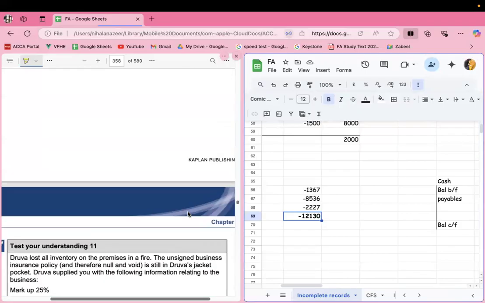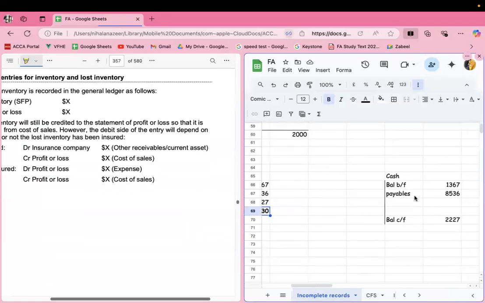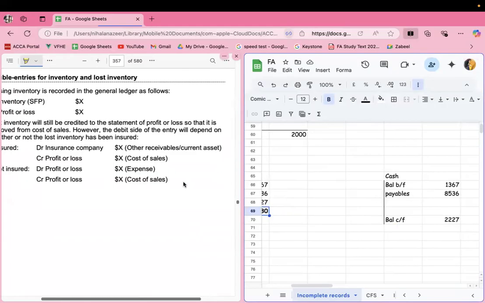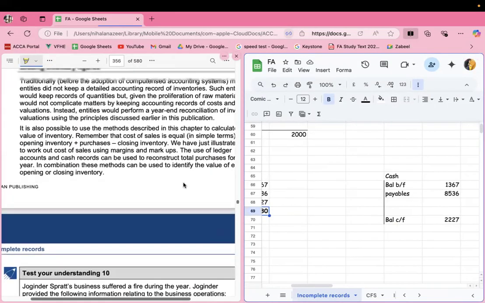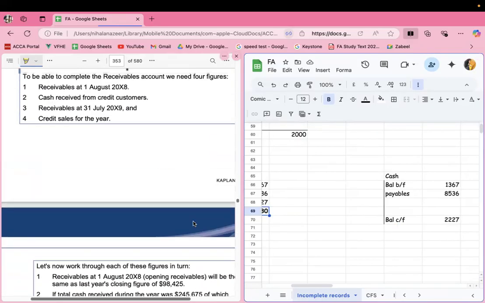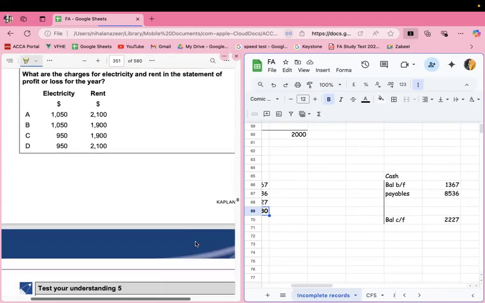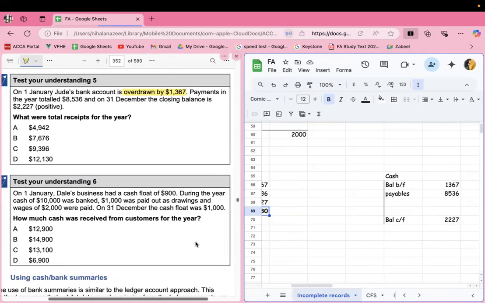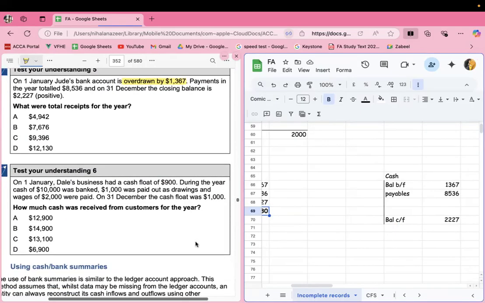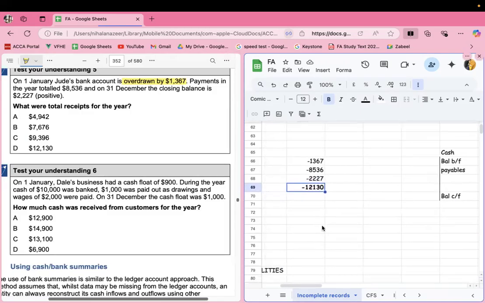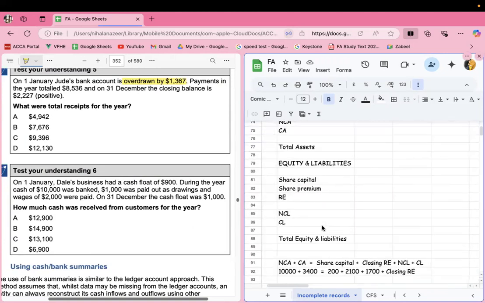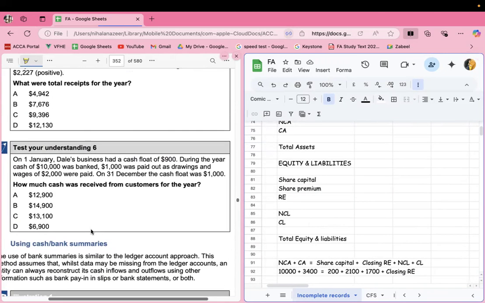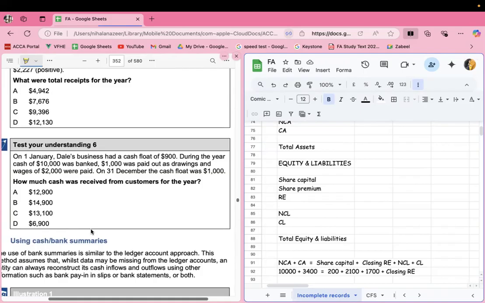Now, what is it that we're learning today? It's kind of similar to what we have studied of T accounts. What is the name of this calculation? Incomplete records.